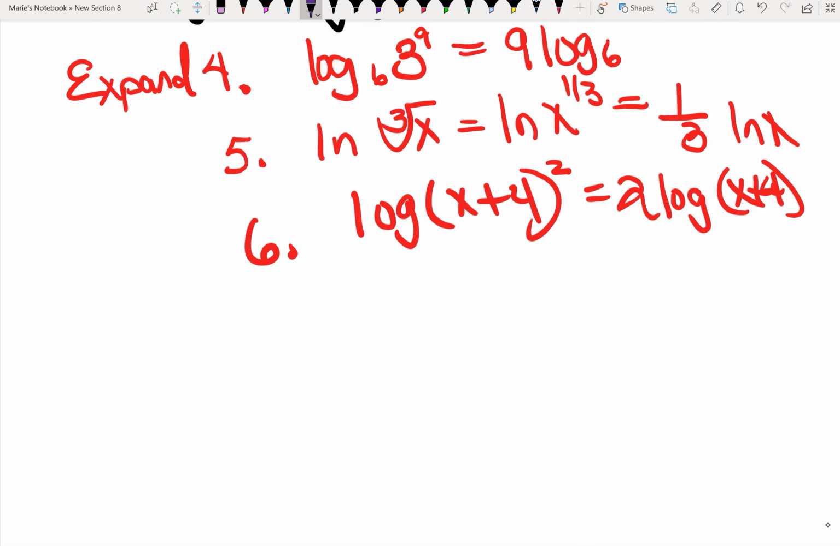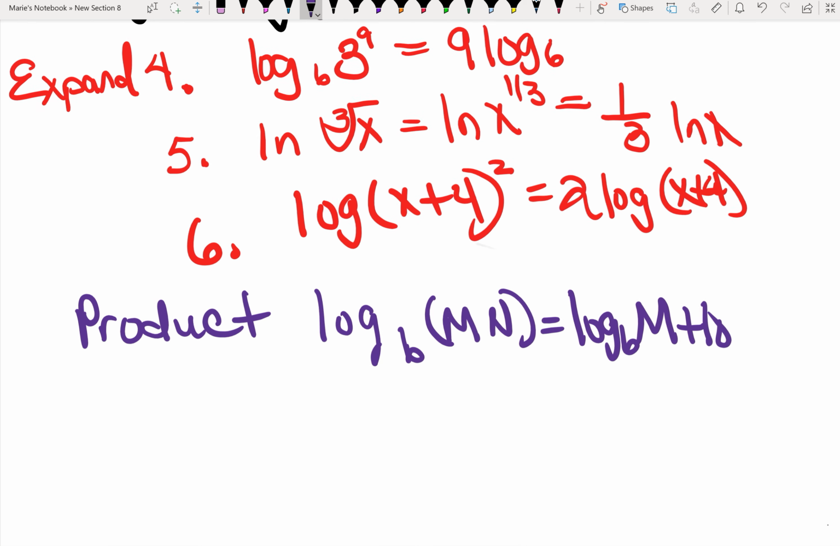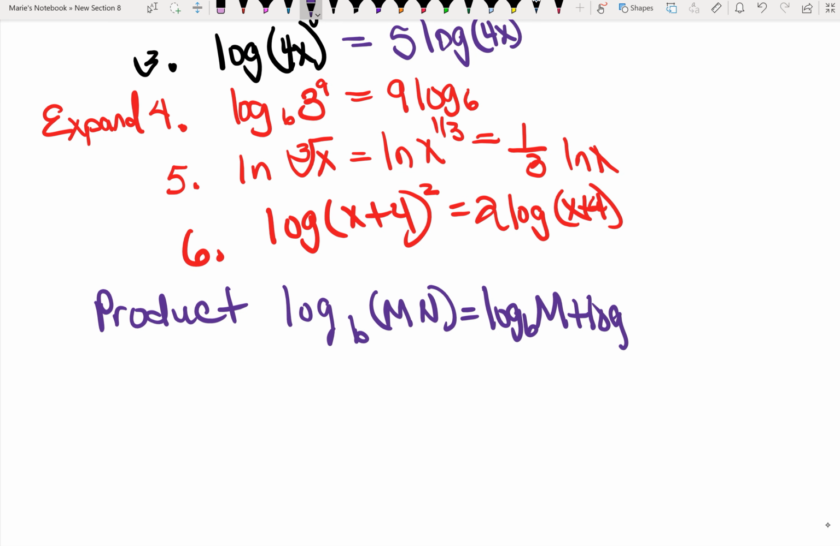So we have the power, the product, and the quotient. So we started with product. And so the product rule simply says if I have log base b of mn, that the result is basically log base b m plus log base b n.